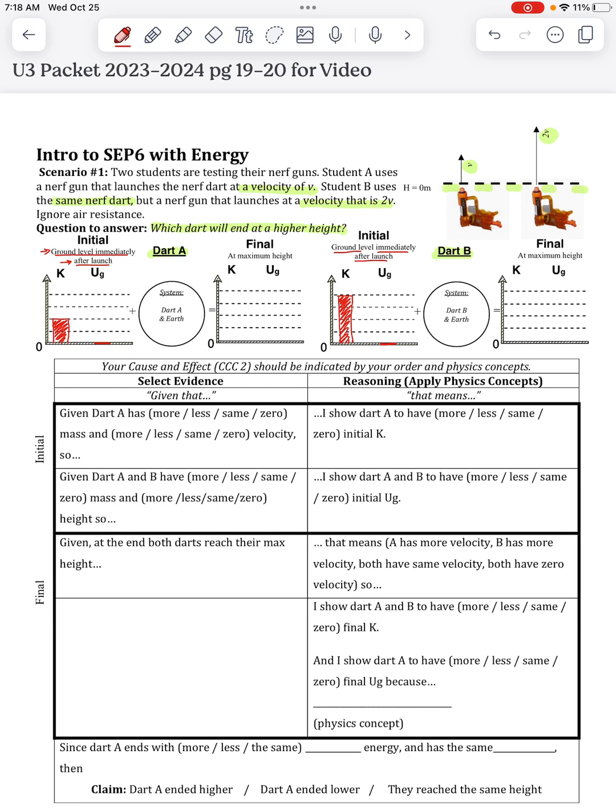The O, the middle part of our LOL diagram, is where we would put if there's any energy added or removed from the system. In this scenario, it says ignore air resistance. We started after it was already launched. There's nothing pushing on the dart, so there's no energy added or removed. So whatever we started with, we must end with.